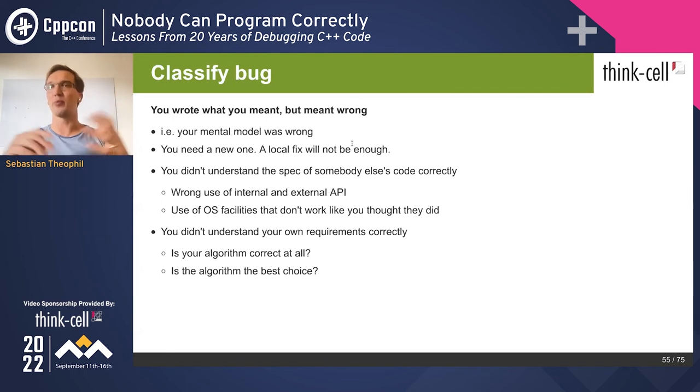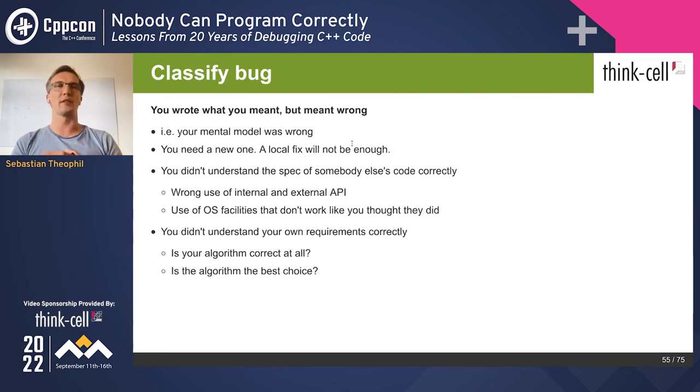But then there is the big problem. You have a big bug. If you wrote what you meant, but you meant the wrong thing, that means your entire mental model was wrong. You didn't think about the problem correctly. You didn't capture the problem correctly, let's say. You need a new mental model, and a local fix here and there won't fix the problem.